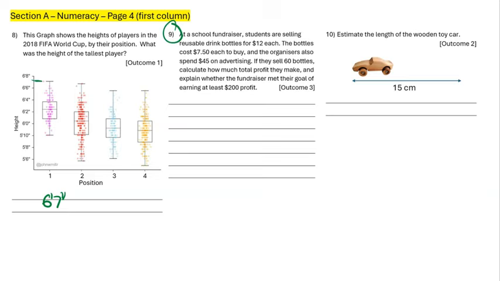So question number 9, we've got something about a school fundraiser. They're selling reusable drink bottles for $12 each. Each bottle costs $7.50 to buy. So the difference there would probably be your profit margin, right? That's the profit you're going to make towards the fundraiser. The organizers also spent $45 on advertising, and it makes sense. You normally got to advertise and promote your event, and they've got 60 bottles to sell by the looks of it. Calculate how much profit they're going to make and explain whether the fundraiser will meet their goal of at least $200.